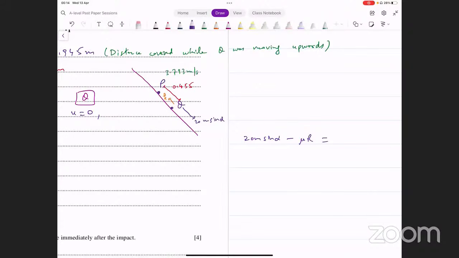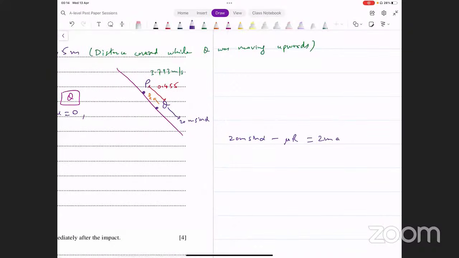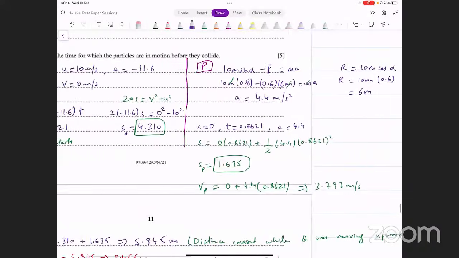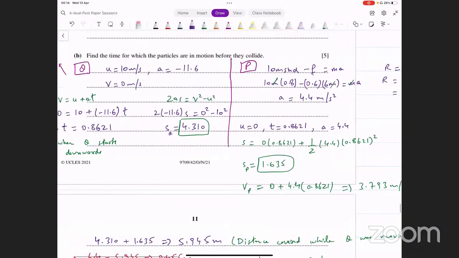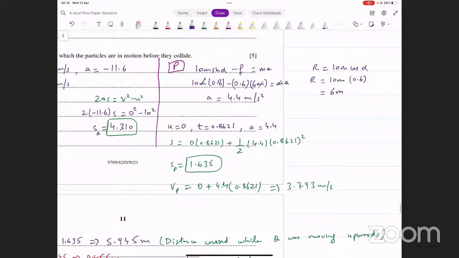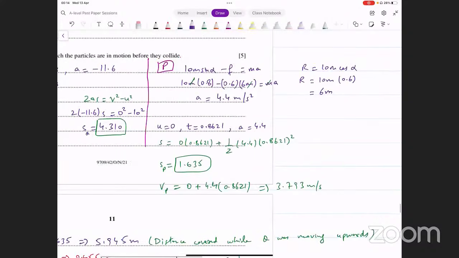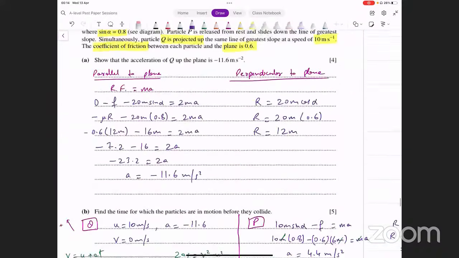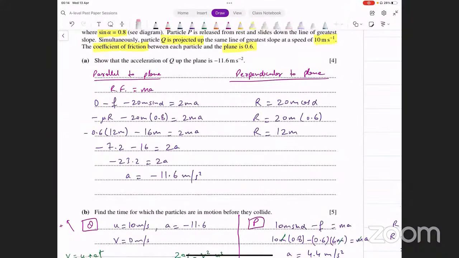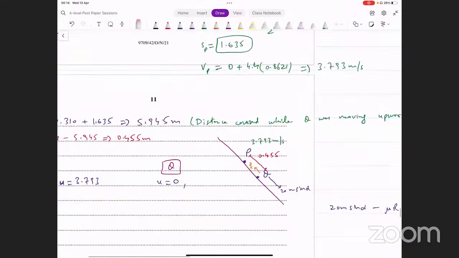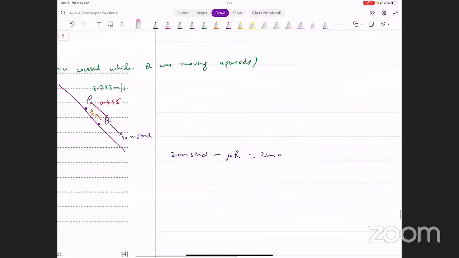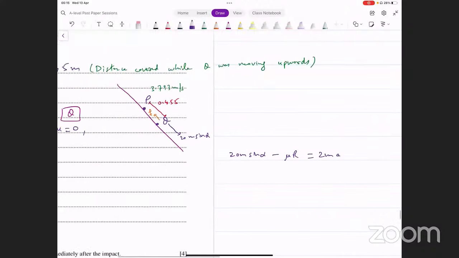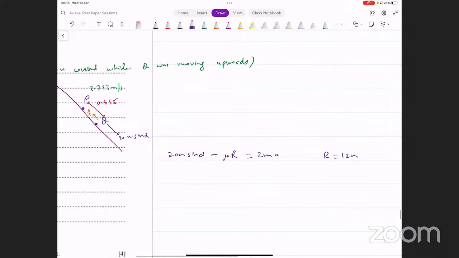equals mass, which is 2m into acceleration. ठीक है? r की वैल्यू अभी भी वही है जो पहले थी. P में r क्या आ रहा था? Q में, सॉरी, Q की बात कर रहे हैं. Q में हमारा r क्या आ रहा था? 12m, right? r की वैल्यू अभी भी वही है, 12m. Yeah, so this was 12m.